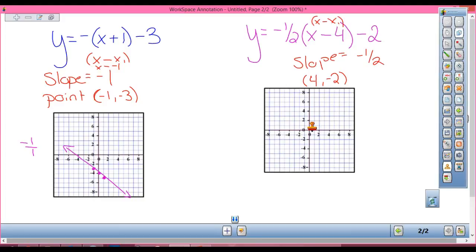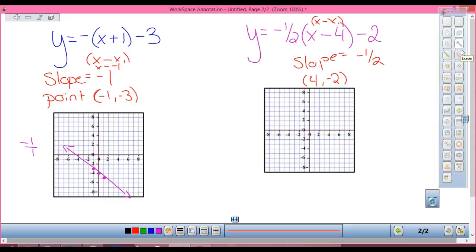Okay, so if I graph this, Taylor, where do I start? Right, but that doesn't tell me where I start. What tells me where I start? The point. Yep, so we're going to start where? 4, -2. So over 4, down 2. So 4, -2 is my starting point.